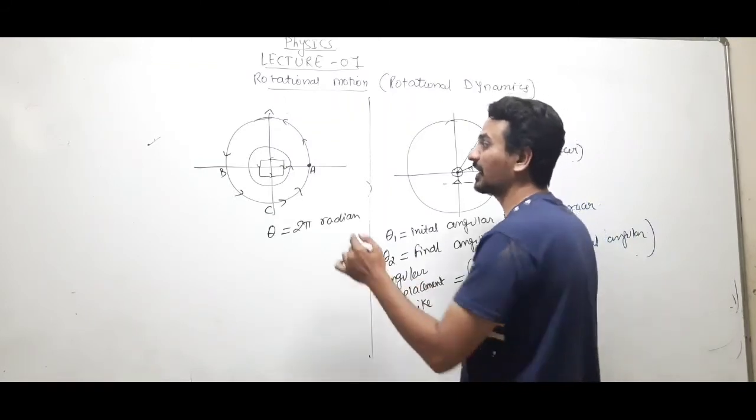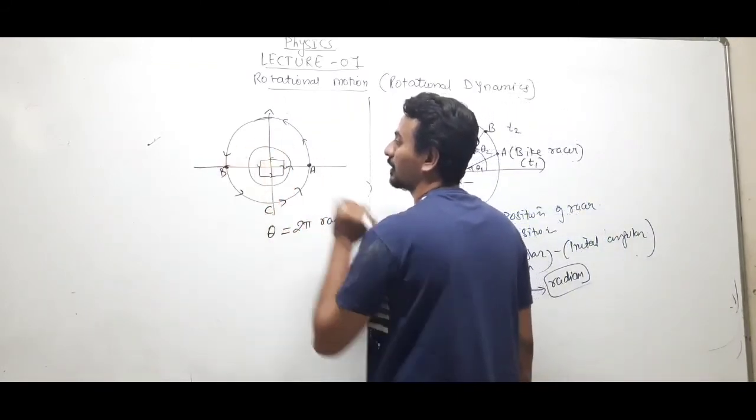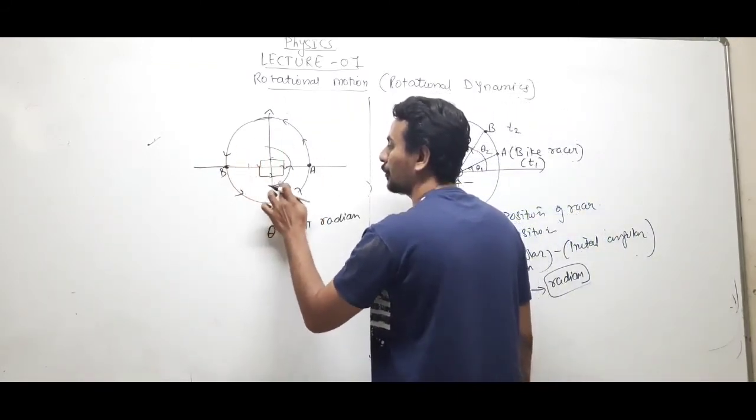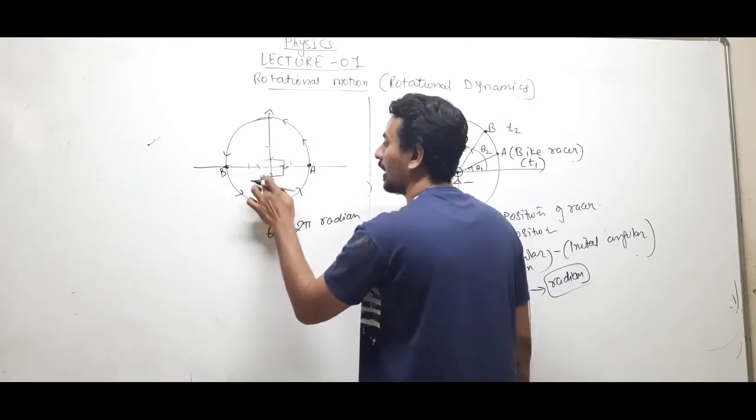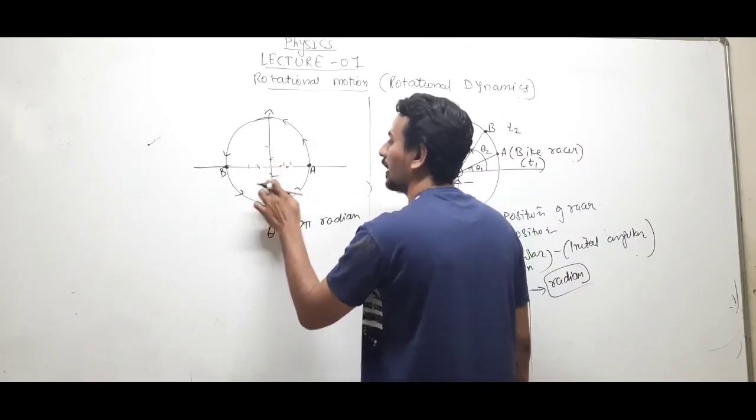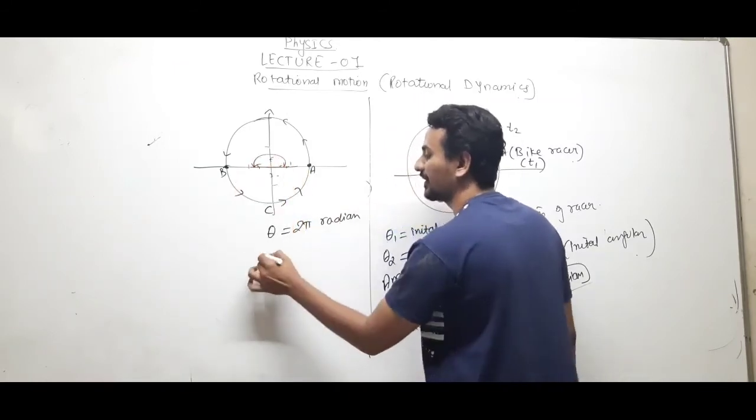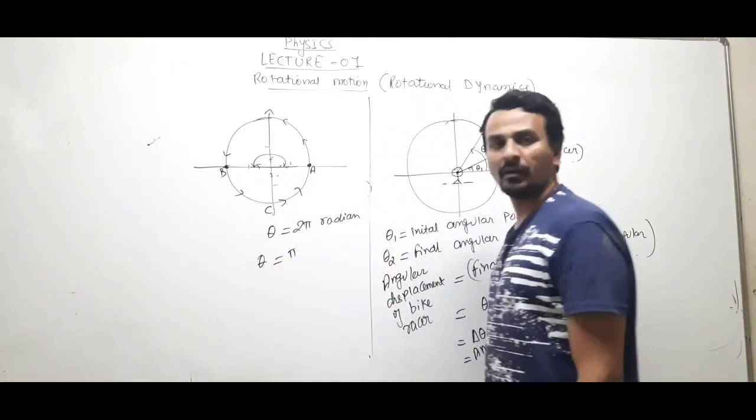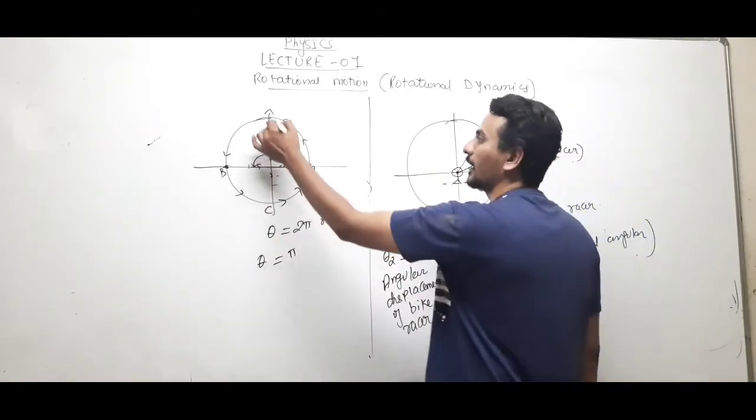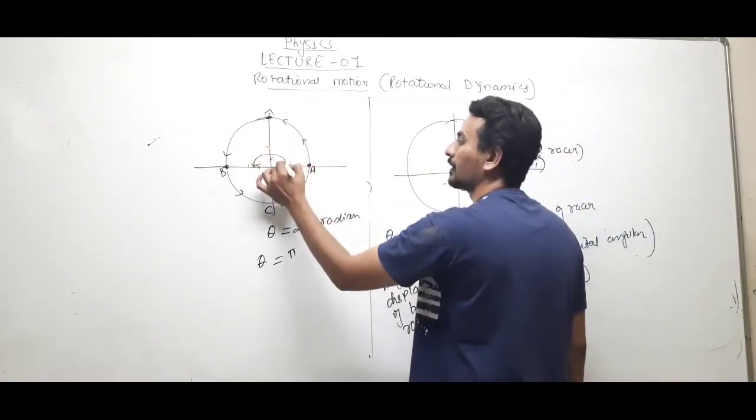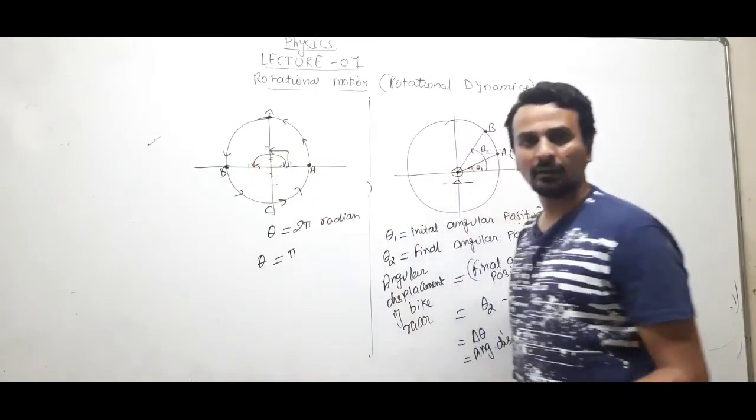Now if the particle is moving from A to B, that means it is completing half the circle. Then what will be the angular displacement? This will be the angular displacement, which is equal to pi. And if it reaches this point, the angular displacement will be 90.